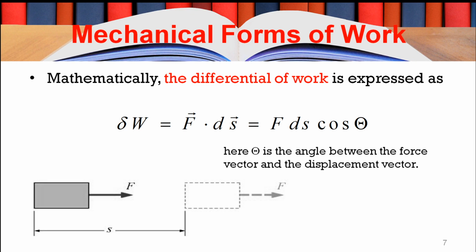So mechanical forms of work, on the other hand, is expressed, as you know, as small delta W is equal to vector F dot ds. Both are vectors. Both have magnitude as well as direction, force as well as displacement. It is not distance, displacement. S is the displacement, that's why the vector notation. So F ds cos theta. So whenever there is a force acting on an object, it will try to move for a certain distance. So the product of this force and distance will give you the work.